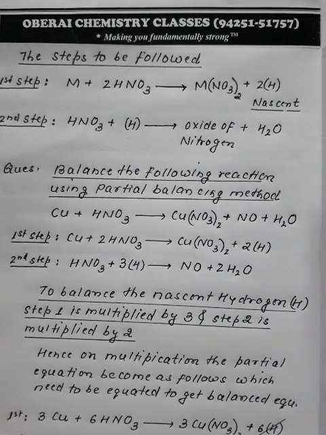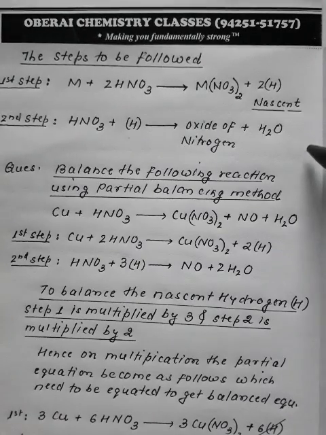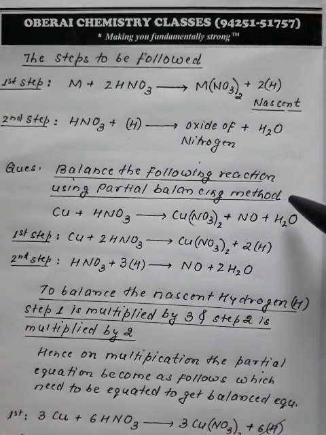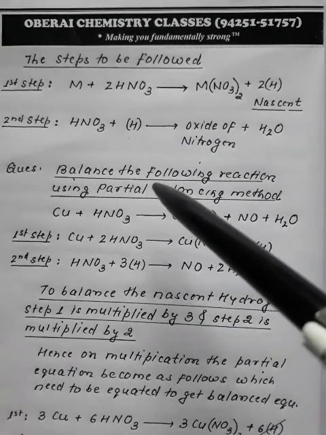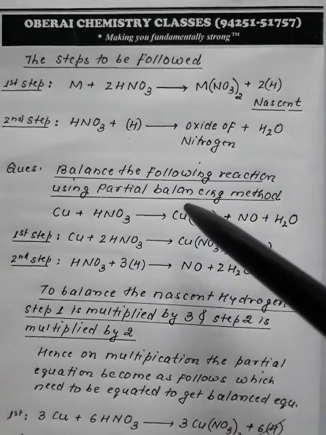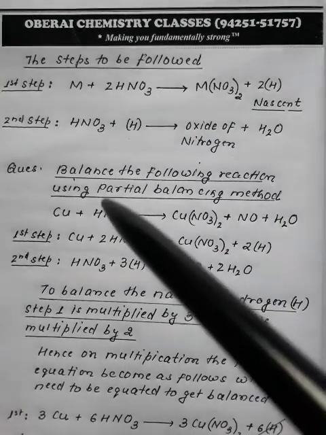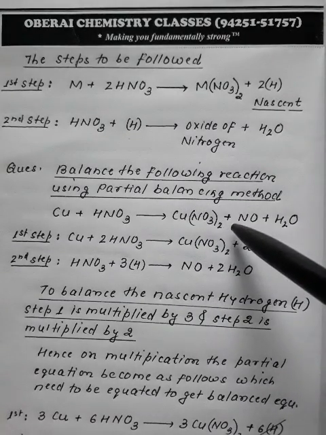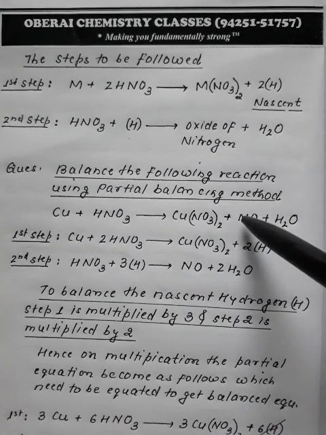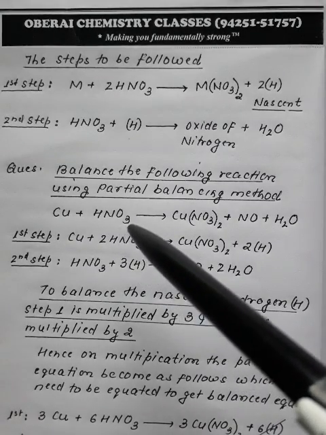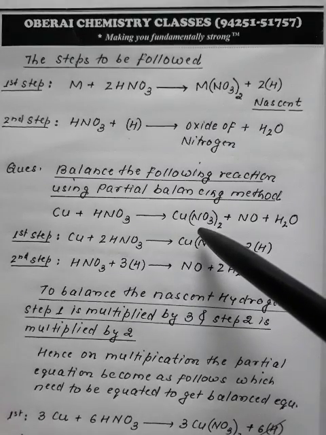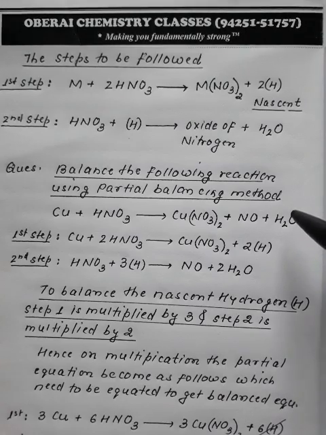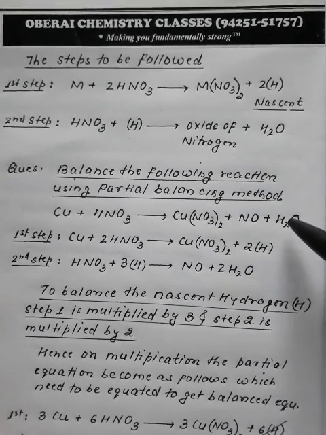Let us discuss an example. Suppose a question is asked to balance the reaction between copper and nitric acid using the partial balancing method. The skeletal reaction given to us is copper reacting with nitric acid to obtain copper nitrate, Cu(NO3) whole twice, then NO, nitric oxide, and water, and this reaction needs to be balanced.